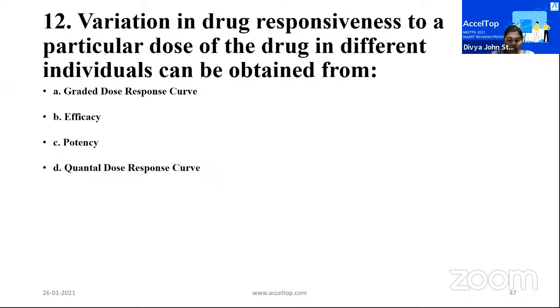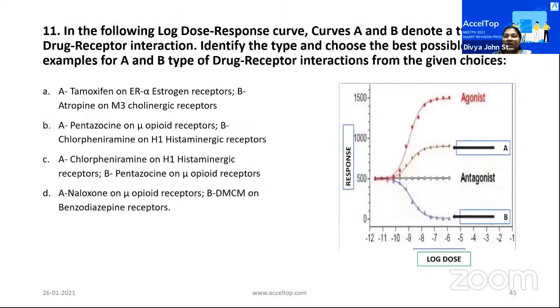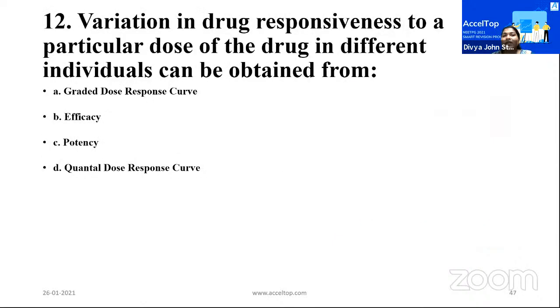Okay. Next is: variation in drug responsiveness to a particular dose of a drug in different individuals can be obtained from which of the following. So over here we were earlier seeing different drugs and responses, right? Over here, it is different responses to the same drug in the same dose in different patients or different individuals. Okay, so they're asking about graded dose response curve, efficacy, potency, quantile dose response curve.